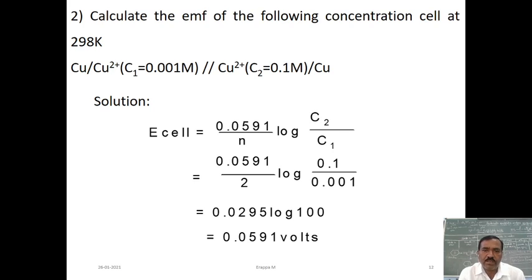Here the number of electrons involved for copper is 2, so in place of n you substitute 2. Log of C2, concentration 0.1, and C1, concentration 0.001, that is equal to 0.0295 log of 100. So after simplification, that is equal to 0.0591 volts.